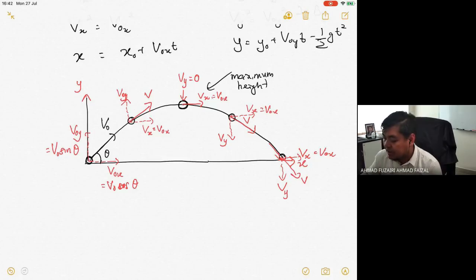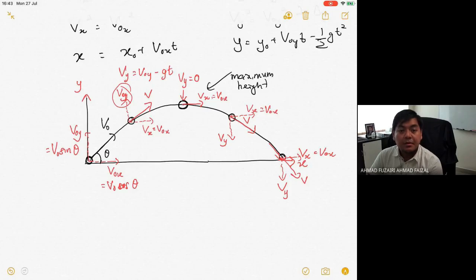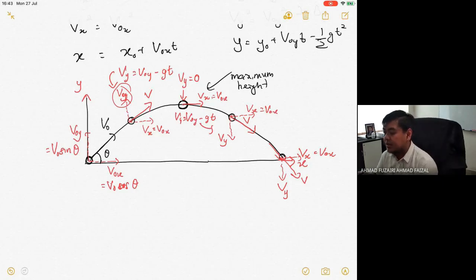But for Vy, you can see that the first time, Vy is V naught y. So when it is projected into the air, there is no V naught y, but it becomes Vy. And what is Vy? Remember, Vy is V naught y minus gt. And that should give here V naught y minus gt, because this is Vy. In the middle part, Vy equals zero. So this is the indicator of what's happening during motion in two dimensions.